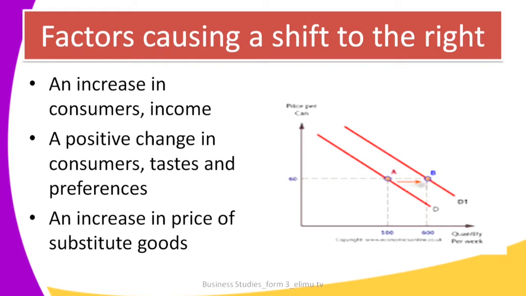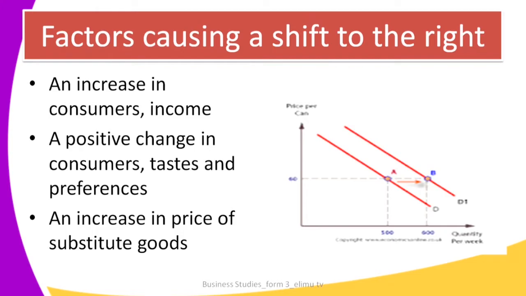So those factors that cause a shift to the right would be, number one, an increase in consumers' income. The other one would be a positive change in consumers' tastes and preferences. If the taste of the product is favorable to the consumers, they will demand more, and therefore the demand curve would shift to the right.